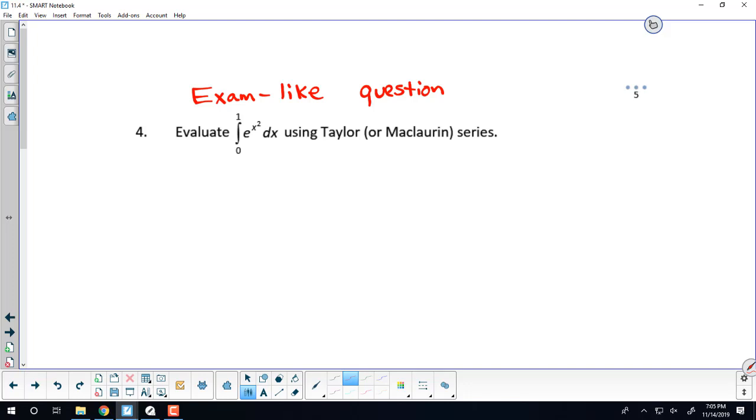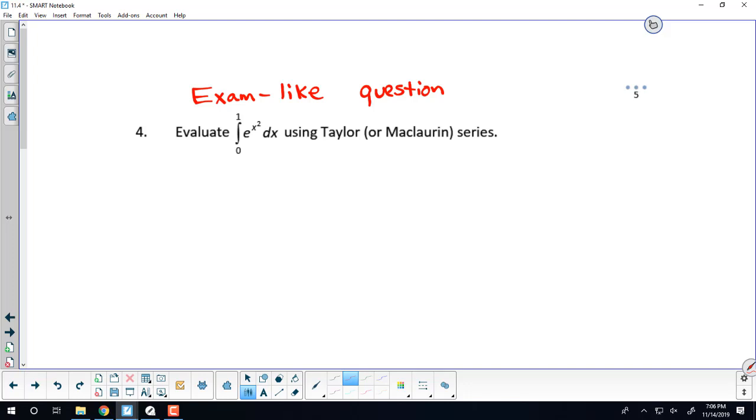So let's, we'll talk about that in a minute. So evaluate the integral of e to the x squared from 0 to 1 using Taylor series or Maclaurin series. The issue, as we've mentioned a few times with the antiderivative of e to the x squared or e to the negative x squared, is that it doesn't have a known antiderivative. So then we really, at that point, you're stuck. Like, how do you evaluate some of these things that don't have antiderivatives?